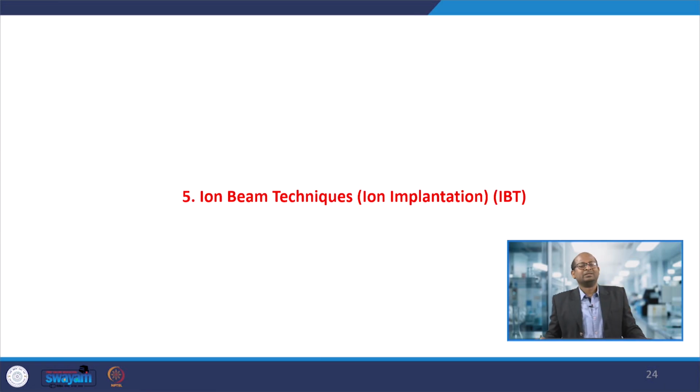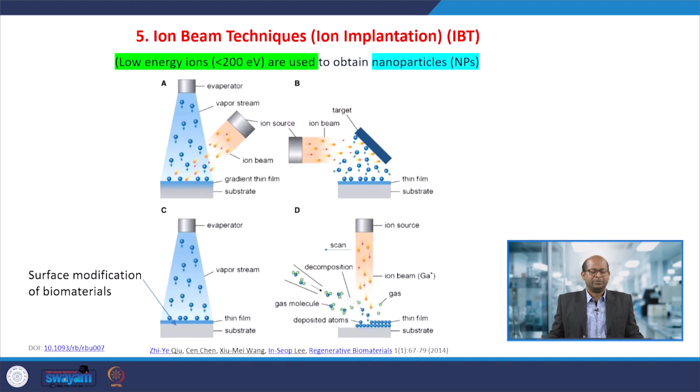Okay, so next is the ion beam techniques or ion beam implementation, IBT techniques. In this process also, various types of metals we can deposit in the form of films, depending upon our targets or our interest in the materials. So here some ion source is there and some target is there also. This is the substrate, here we can deposit.